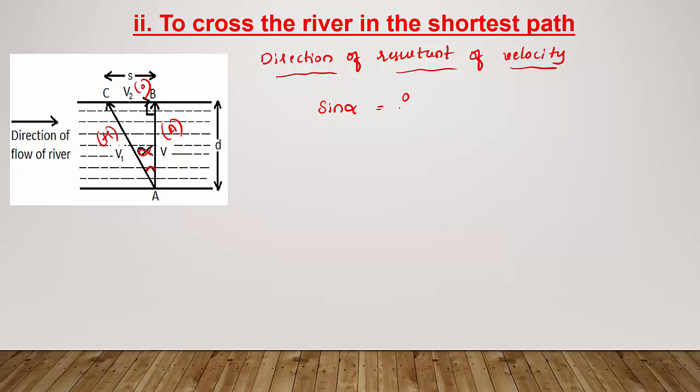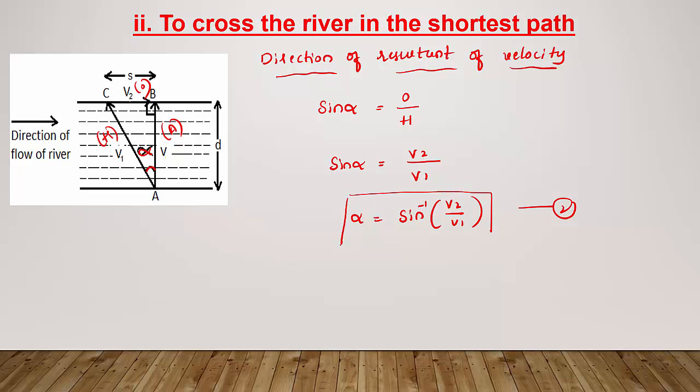Sin theta equal to opposite side divided by hypotenuse. So substitute their value. Opposite side is V2 and hypotenuse is V1. Sin alpha equal to V2 divided by V1, or alpha equal to sin inverse of V2 divided by V1. Let us take it as equation number 2, and this equation gives direction of resultant velocity. What is the direction of resultant velocity? Alpha equal to sin inverse of V2 divided by V1.